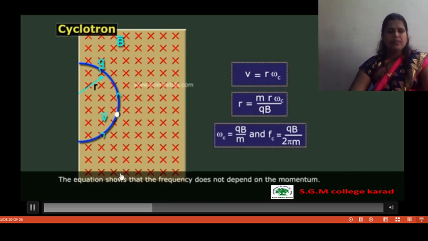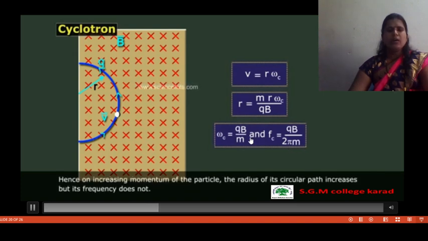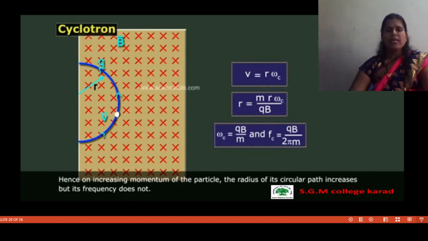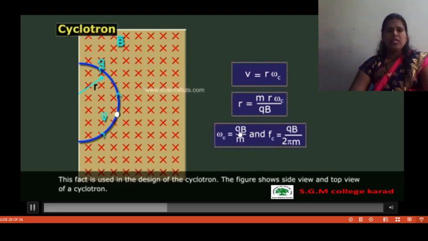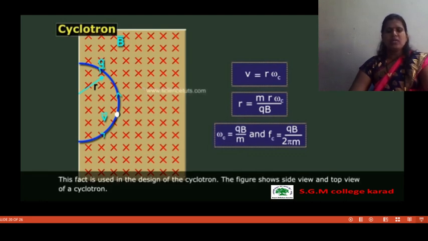Now here the equation shows that the frequency does not depend on the momentum. Hence with increasing momentum, the radius of the circular path also goes on increasing, but the frequency does not. This fact is used in the design of the cyclotron.